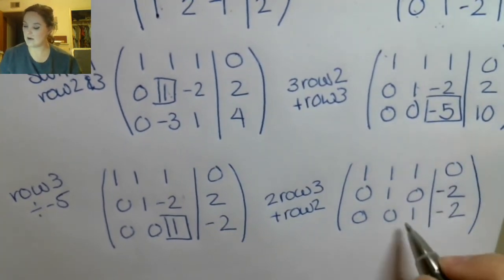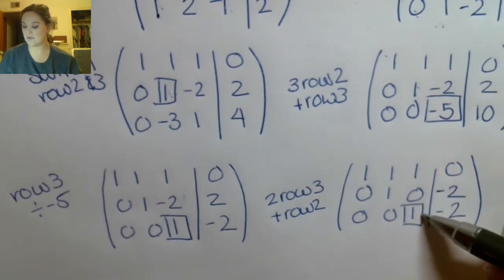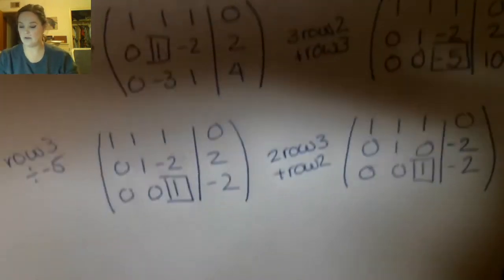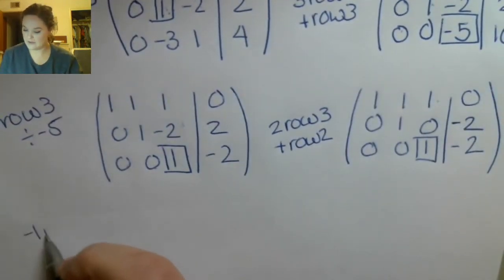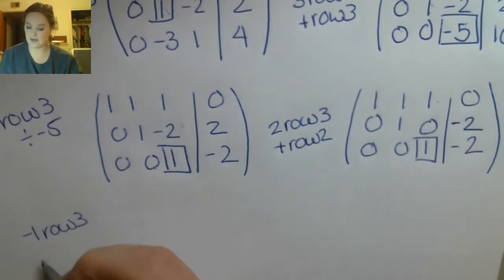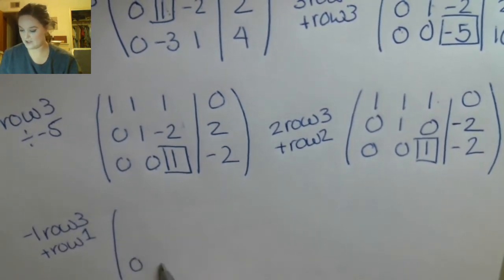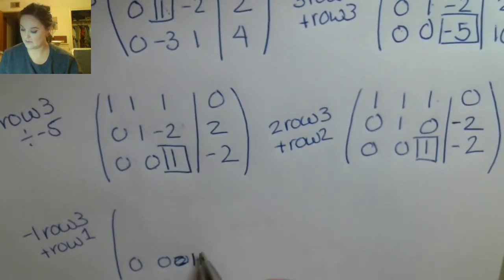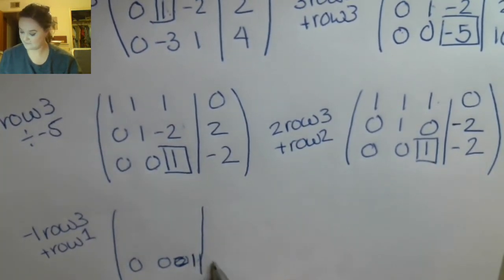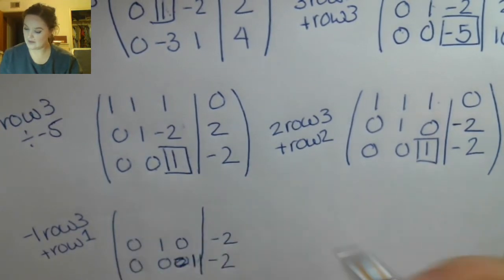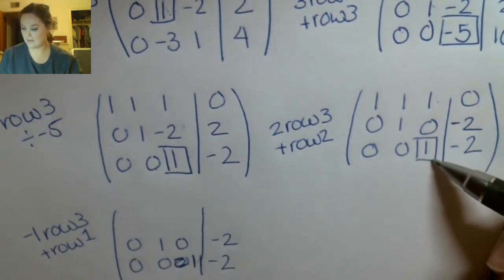All right, now I'm still focused on this position, and I want to use this position to eliminate above it. So I'm going to do negative 1 times row 3, and I'm going to add it to row 1. So I'm not changing my last row at all. Oops, that's a 1. Not changing my second row at all. And then my last row, I'm going to multiply it by negative 1 and add it.